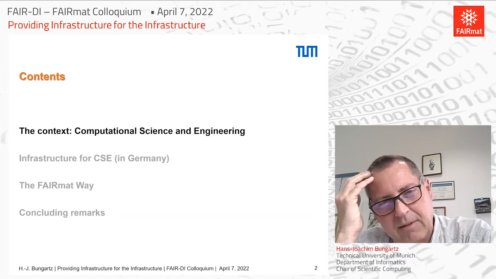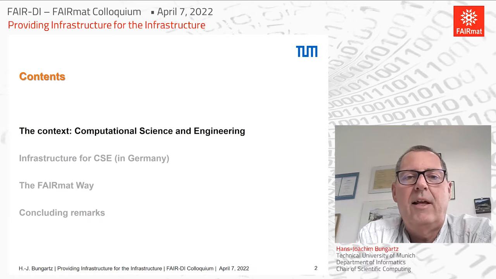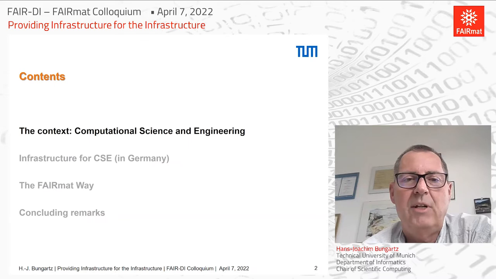What I want to speak on today is first of all providing a bit the context, computational science and engineering, which is this part of science that actually demands most IT infrastructure, then focusing a bit on what is already available, what has happened in the past, what happens currently in Germany, and then briefly explaining what is the FAIRmat way, so to say.